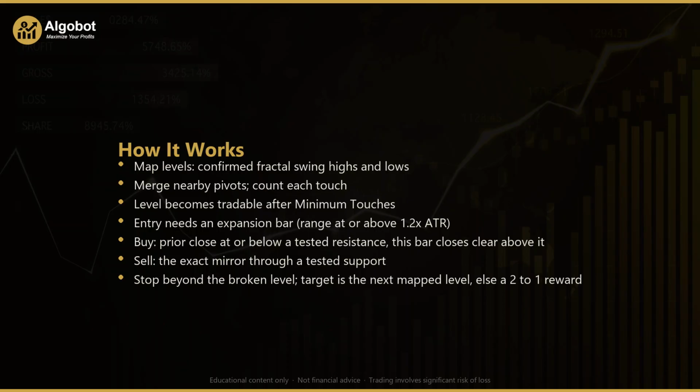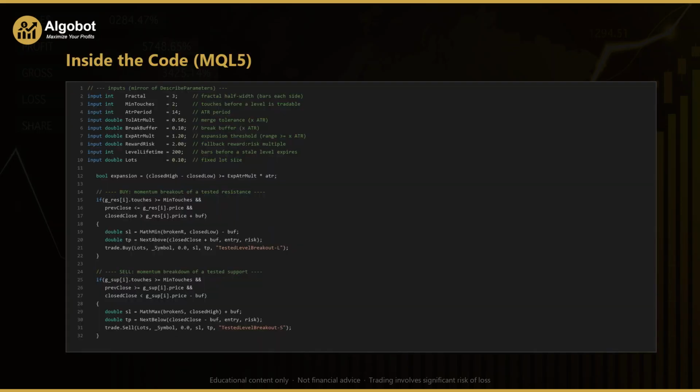Finally, once a level is broken, it is flipped off the map so it cannot be traded again. Let's read through the actual MetaEditor code shown on screen. At the top are the input parameters.